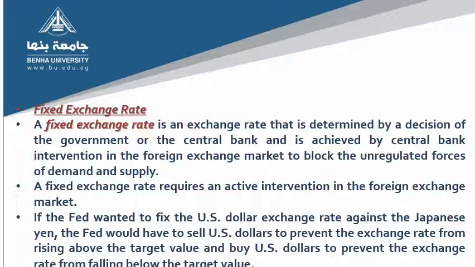If the Fed wanted to fix the United States dollar exchange rate against the Japanese yen, the Fed would have to sell United States dollars to prevent the exchange rate from rising above the target value, and buy United States dollars to prevent the exchange rate from falling below the target value.